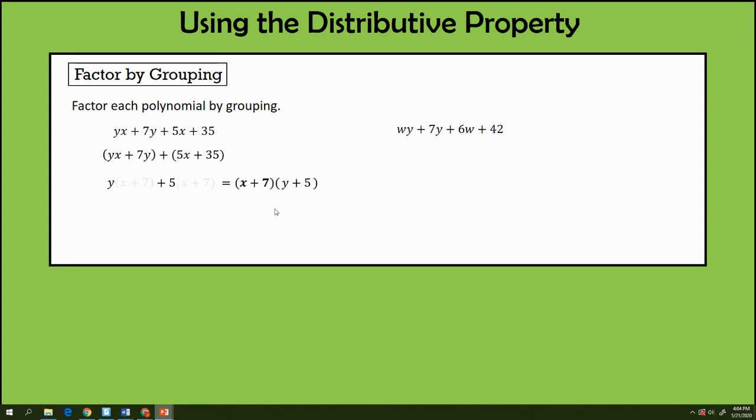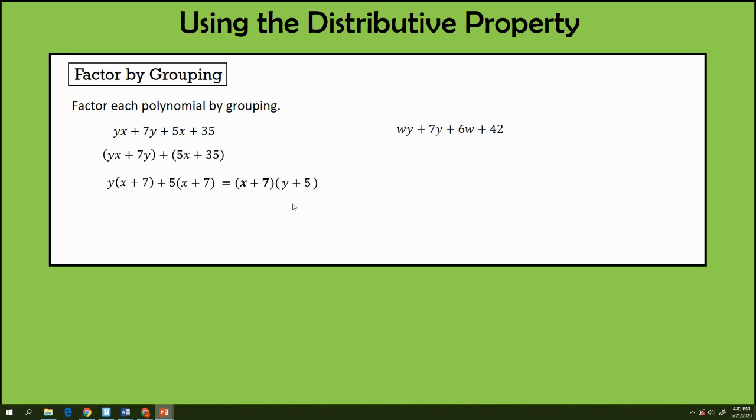Now, let me just show you, if you were to take your answer here and FOIL it, X times Y is XY, YX. Okay, X times 5 is 5X. 7 times Y is 7Y. And 7 times 5 is 35. Okay, so if you FOIL this, you get the same 4 terms you had to start with. That means my original is equal to this. So these two binomials multiplied together equal the original 4 terms that I had here.